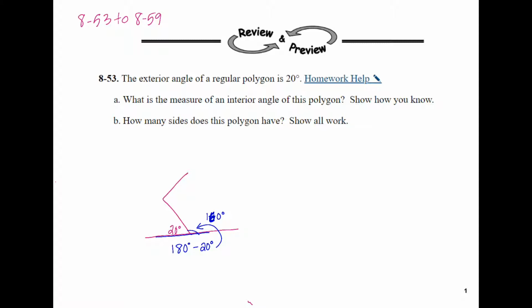Well, if our interior angle is 160 degrees, we know that we can subtract that from 180. So we know that our central angle is 20 degrees. And to determine how many central angles we have, we know our central angles all add up to 360. So if we take 360 and divide it by 20, we can tell that our shape has 18 sides.